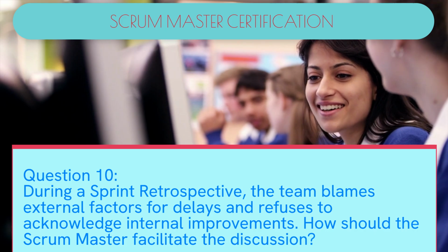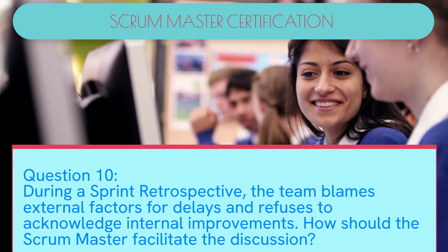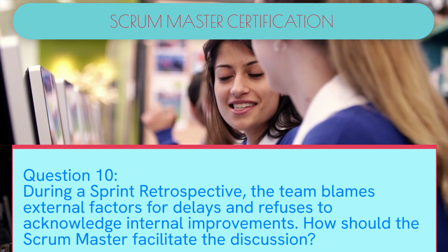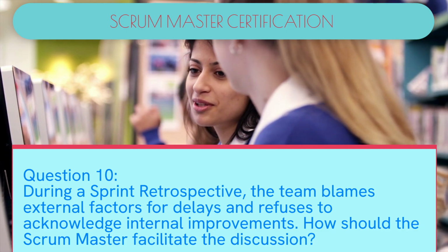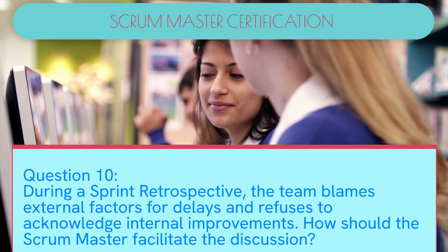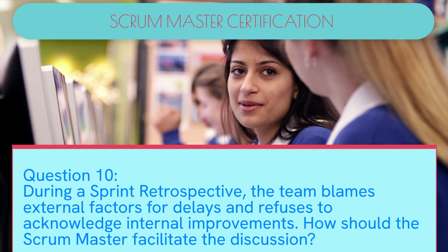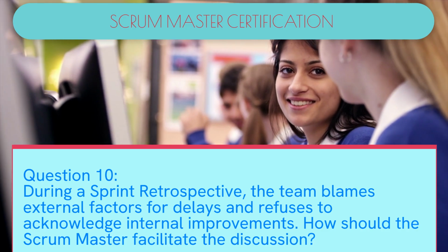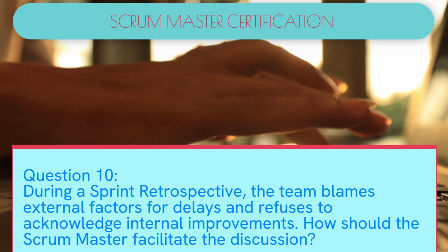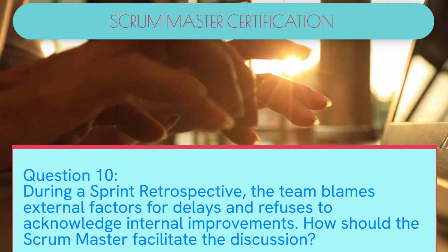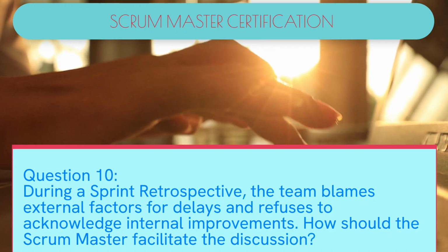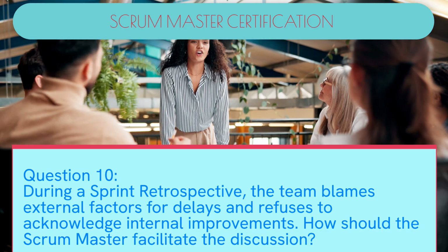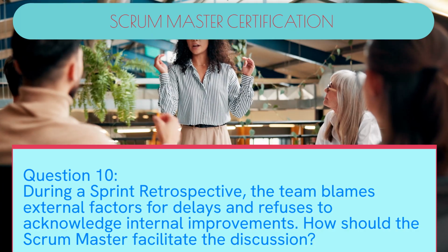Question 10. During a sprint retrospective, the team blames external factors for delays and refuses to acknowledge internal improvements. How should the Scrum Master facilitate the discussion? Answer. Use techniques like start, stop, continue, or 5 whys to focus on actionable improvements and encourage the team to take responsibility for what they can control. Explanation. Retrospectives are meant for continuous improvement. The Scrum Master guides the team to reflect constructively, fostering accountability and empowering them to identify actionable solutions.